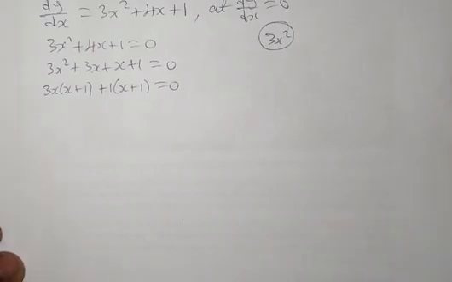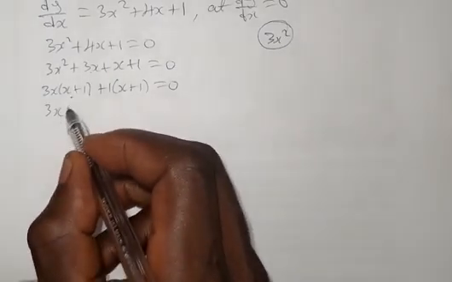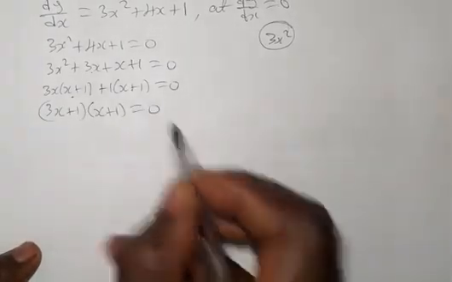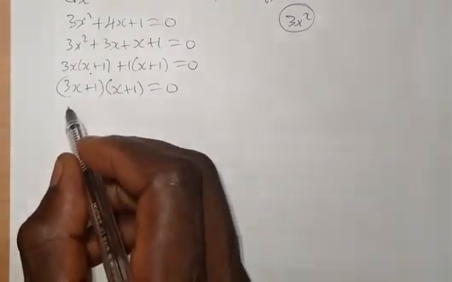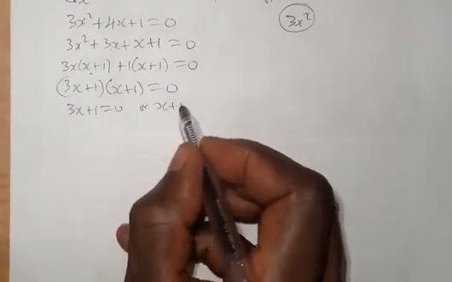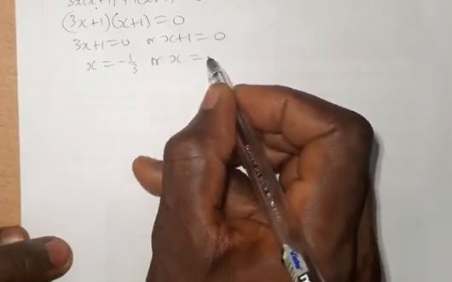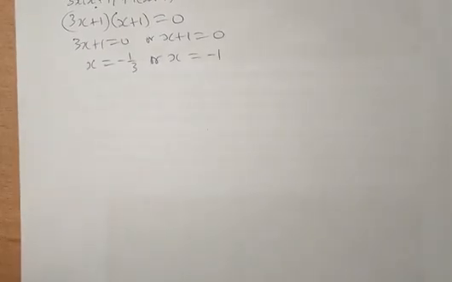Having gotten this, we solve it. These two brackets are the same, so this will be (3x + 1)(x + 1) = 0. By implication, 3x + 1 = 0 or x + 1 = 0. Then you can resolve this to have x = -1/3 or x = -1. With this, we can trace and find the maximum point.